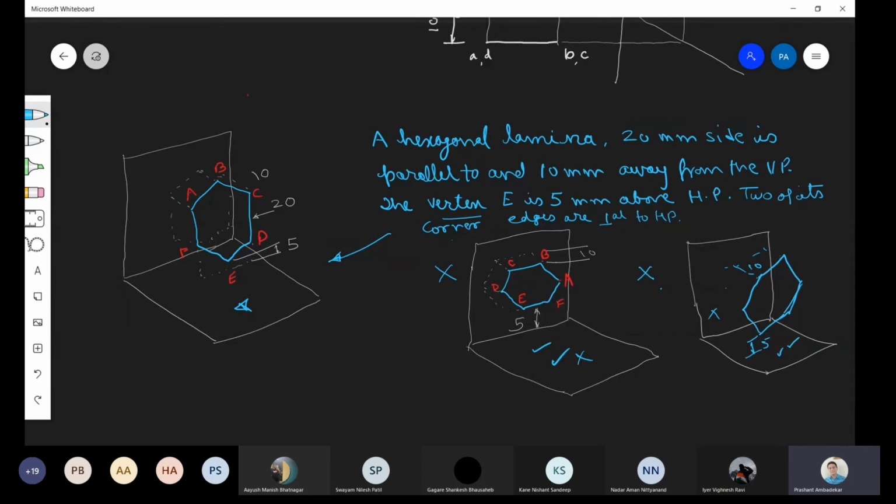Yes, sir. If I want this to be the answer, then what will be the sentence? Can anyone tell? Yes, one of the corners will be parallel. Two of its edges are parallel to HP.